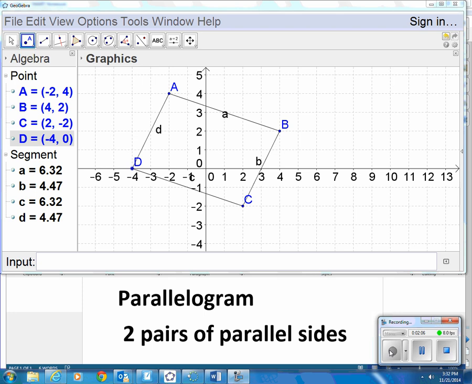I might just point out that this is a quadrilateral, so to call it quadrilateral is not wrong, but you try to be as specific as possible. It does have four sides, but it also has two sets of parallel sides, and so we would label this one as a parallelogram.